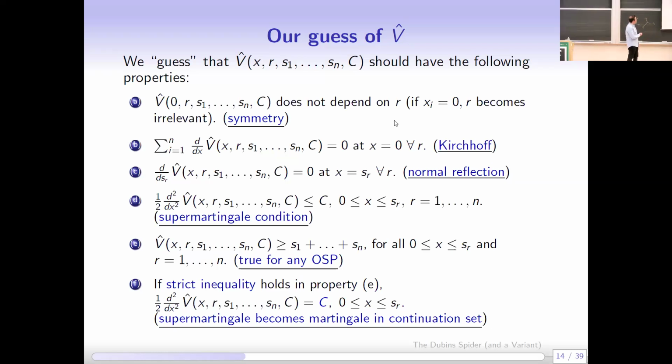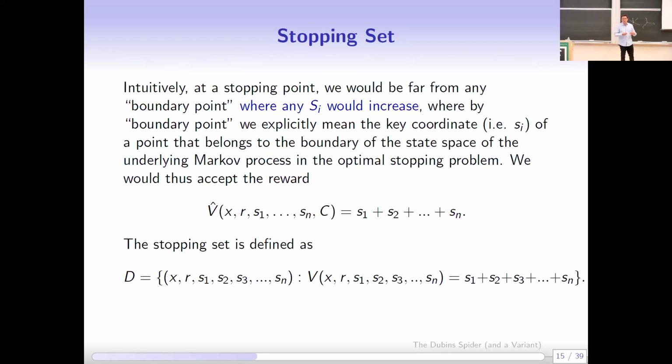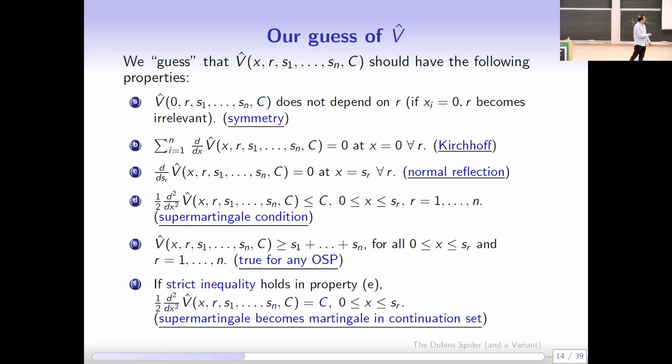The second is a Kirchhoff condition. In dynamic programming and networks, what does a Kirchhoff condition say? It says that you take the sum of the derivatives of the value functions, and that has to equal 0. This is well known in dynamic programming and networks. The third is normal reflection. You take the derivative with respect to the coordinate of the value function, and that equals 0 for all R. And this is, of course, in Goran's paper From Brown to Feller and Beyond. You can see many examples of this.